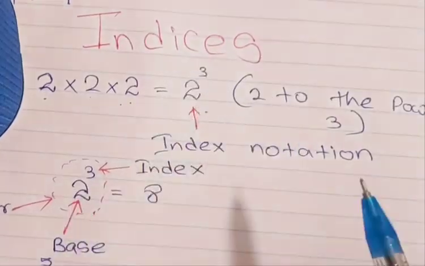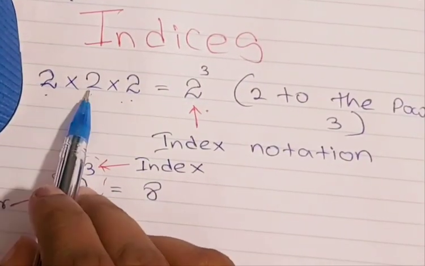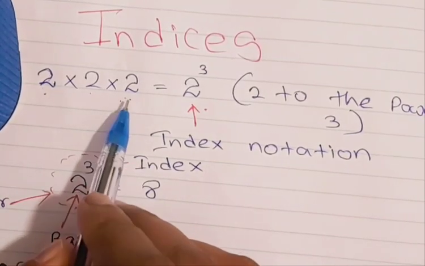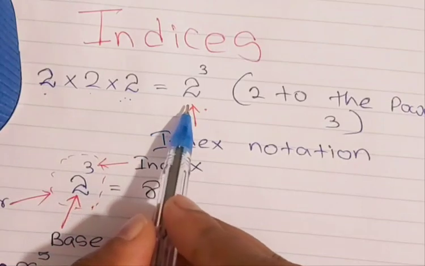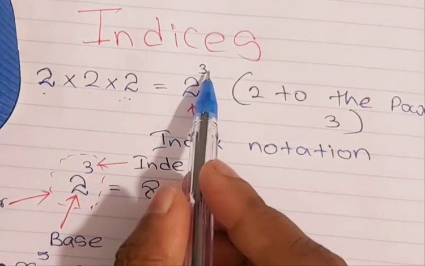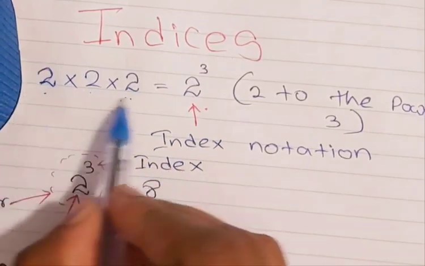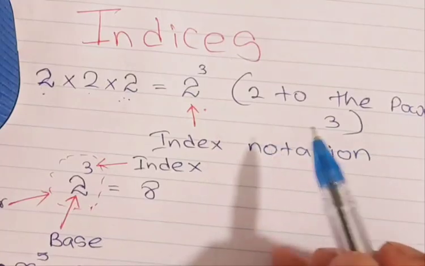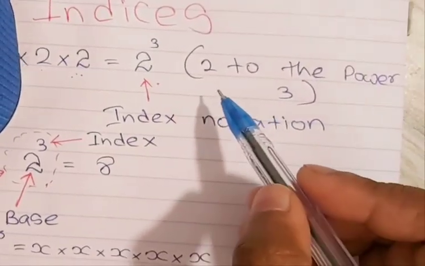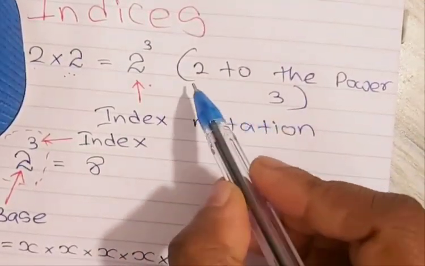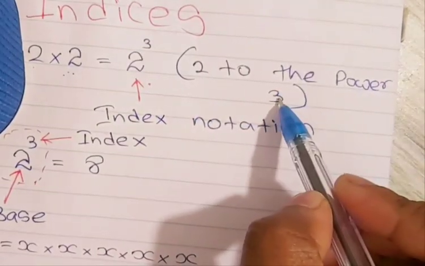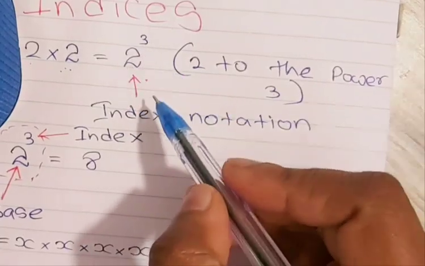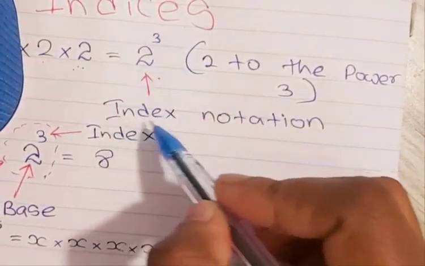So look at this carefully. If I am taking 2 into 2 into 2, I multiply 3 times of 2's together, and I can write this as index notation, 2 to the power 3. This whole expression I can write as 2 to the power 3. How to read this? You say 2 to the power 3. This type we call the index notation.